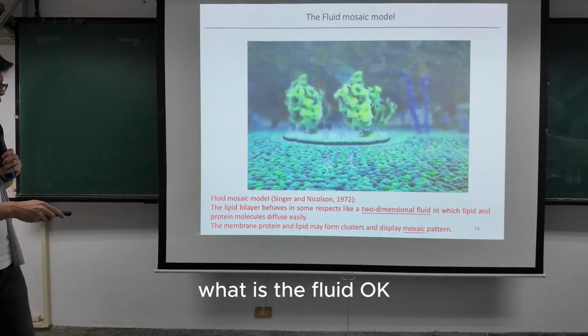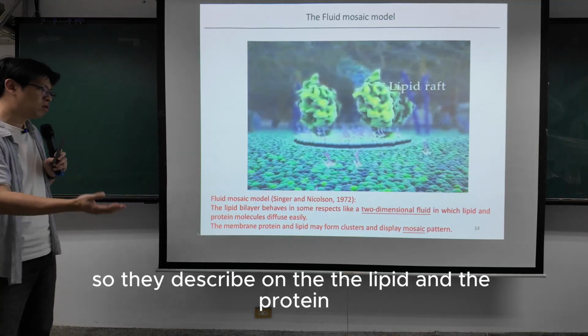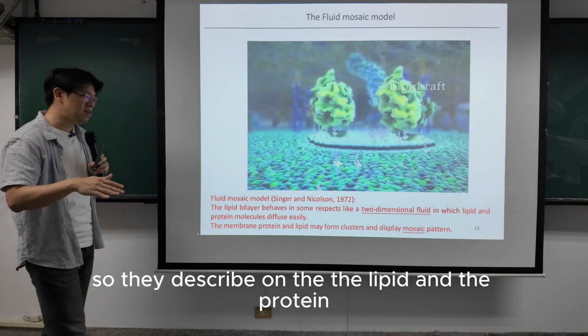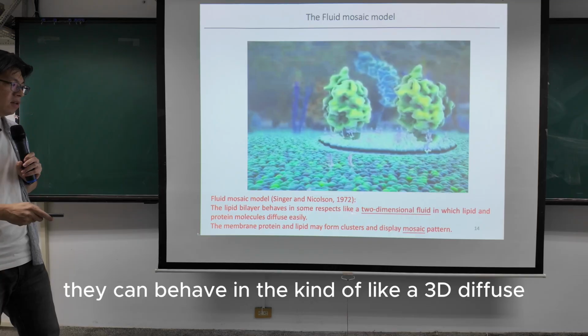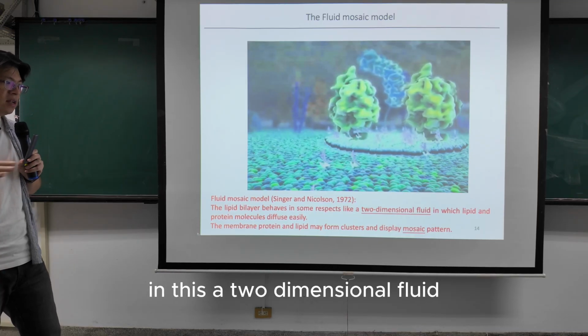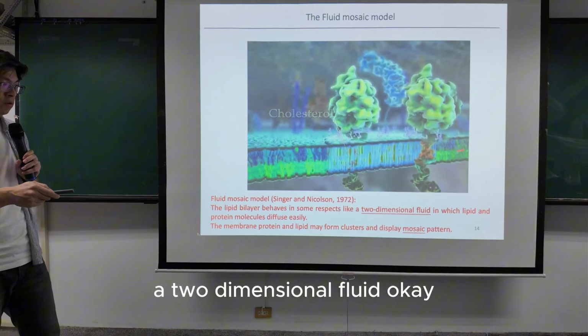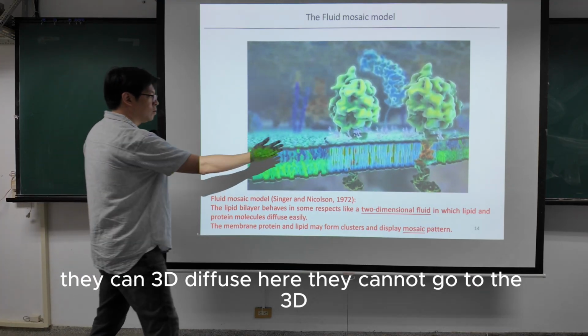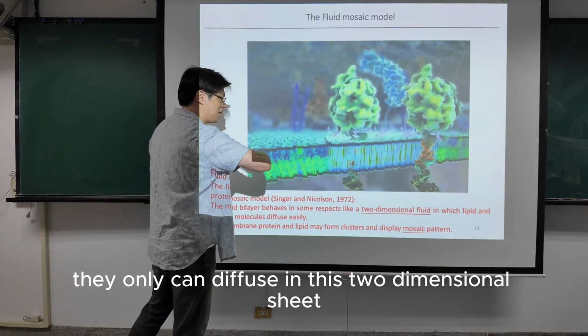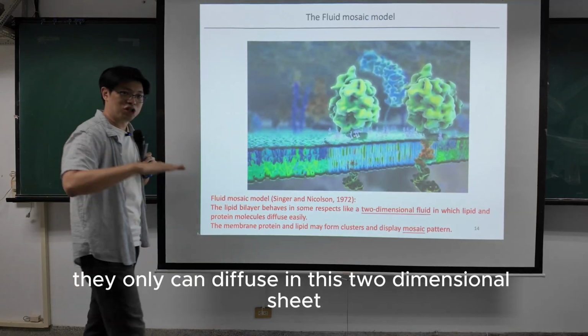First, what is the fluid? They described the lipids and proteins as able to diffuse freely in a two-dimensional fluid. This is a side view of that two-dimensional fluid. They can diffuse freely here, but they cannot go into 3D. They can only diffuse in this two-dimensional sheet.